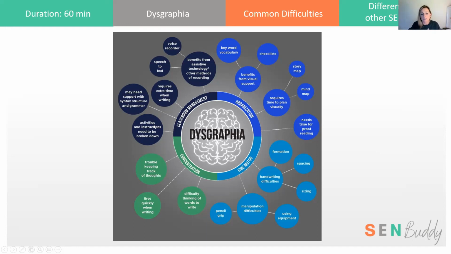Now, a lot of that is common to so many different SEN profiles. It's not just dysgraphia, is it? But I just thought that was a really useful one to see.